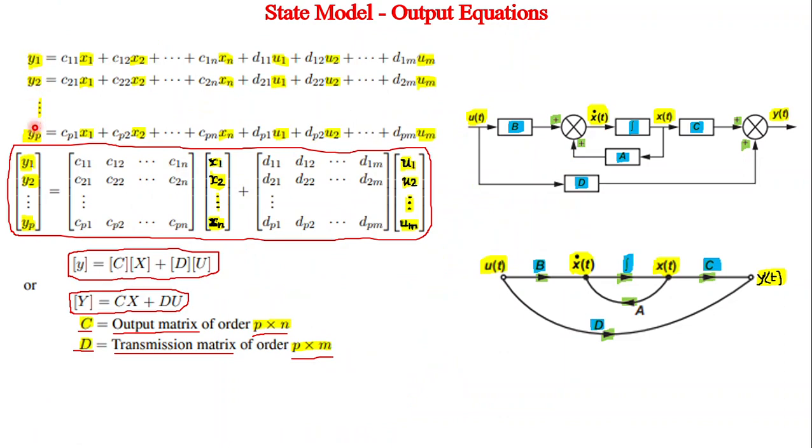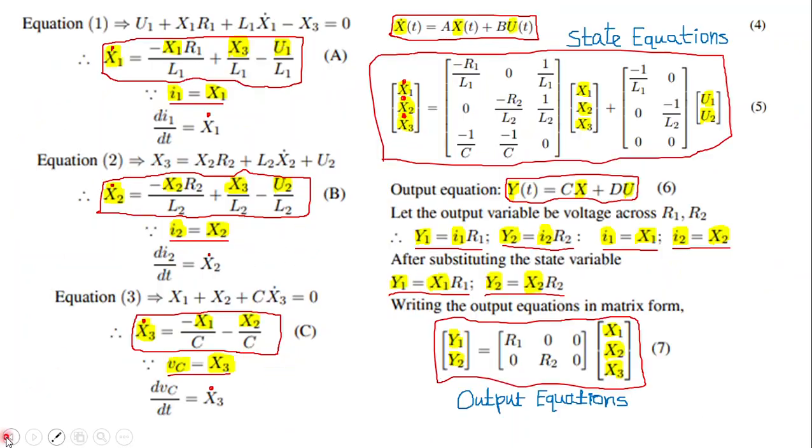So there are p outputs. Again we have written the outputs in terms of states and inputs. For your understanding, here I have taken only 2 outputs. This is a 3 by 1 order state vector. Here, 2 rows and 3 columns. Why 2 rows? 2 outputs. Why 3 columns? 3 states. So 2 by 3, where 2 represents the number of outputs and 3 represents the number of state variables.